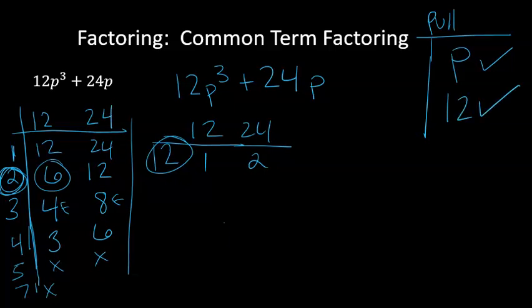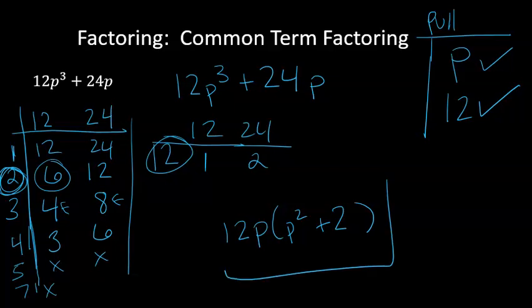So what does that give me? I pulled out a 12. I pulled out a p. What does that give me? It gives me p squared left. Because I already pulled the 12 out, so there's no numbers. There's just alphabets, and there's 2 of them left. And then there's a plus sign, and there's a 2. I already pulled the p out. So this is actually my final answer.